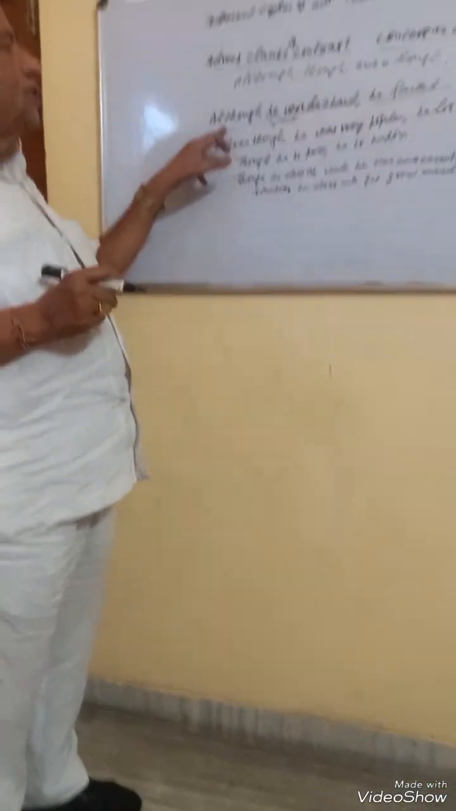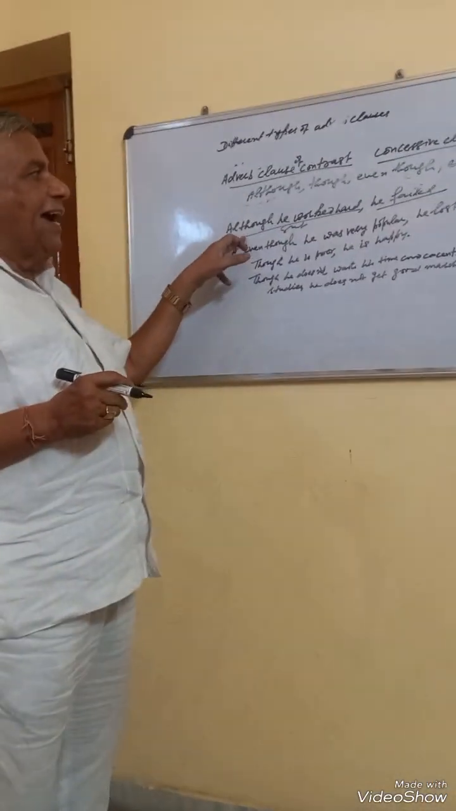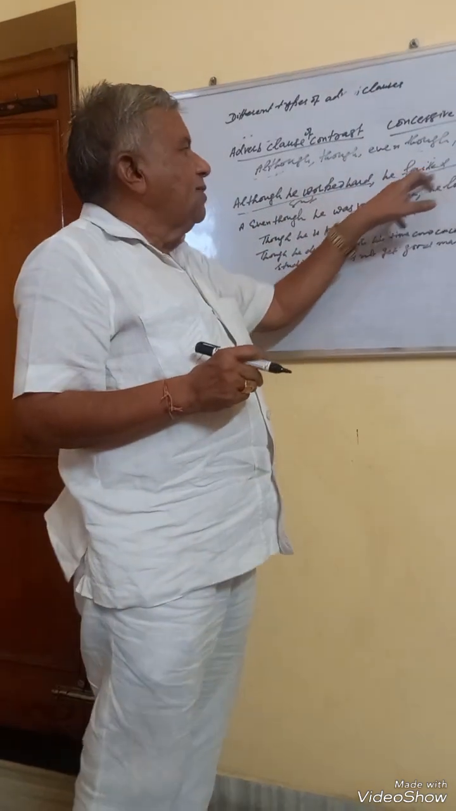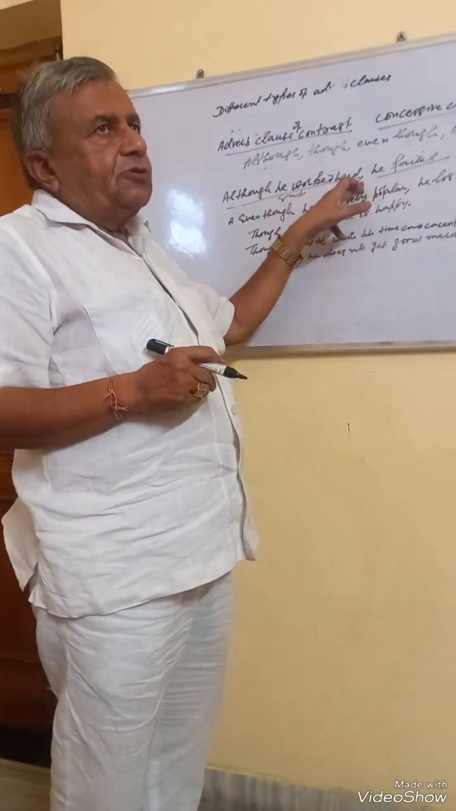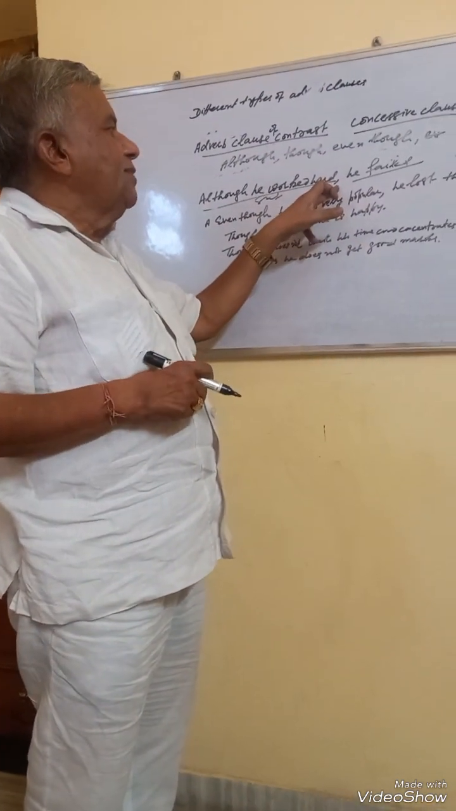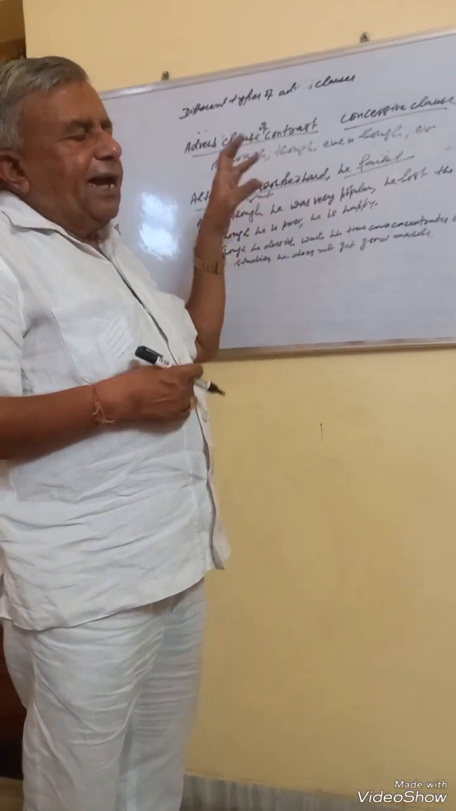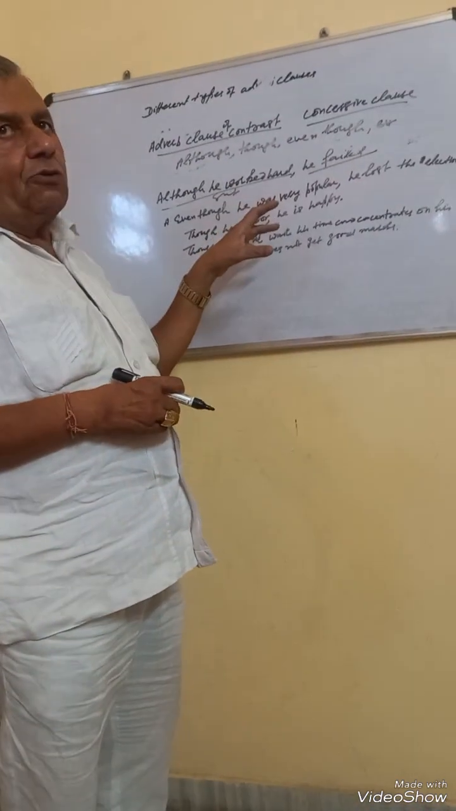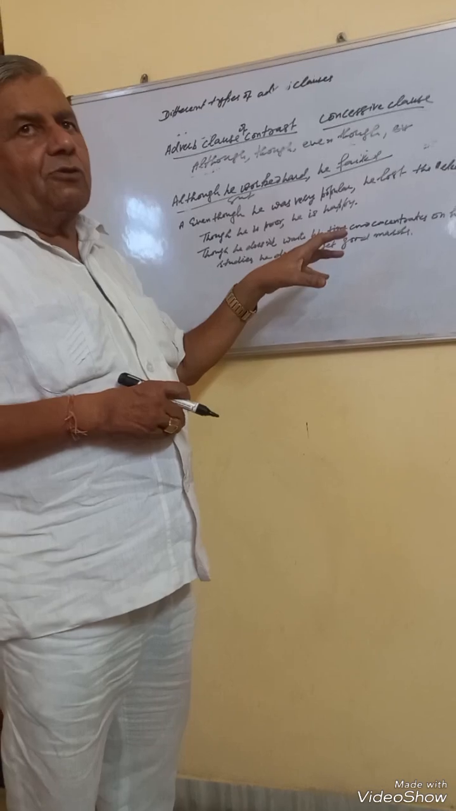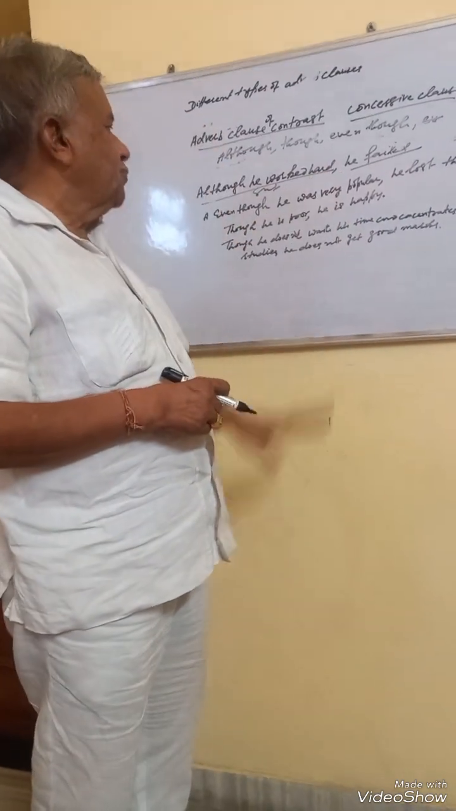And when we use the subordinate clause first and the main clause later on, then we use a comma. So this should also be kept in mind: whenever an adverb clause or subordinate clause comes before the main clause, then a comma has to be used.